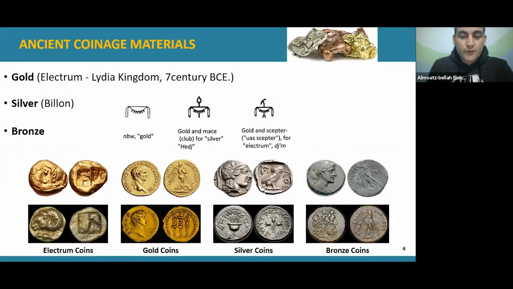The standard unit of weight was the deben, weighing 13.6 grams during the Old and Middle Kingdom, and 91 to 95 grams in the New Kingdom. One deben was divided into 10 qedet or kite. Coins were made of pieces of gold, silver, or bronze, known as blanks, which were cast or cut to specific weights. For the gold, the first coinage was dated back to the Lydian Kingdom, about the 7th century BCE.